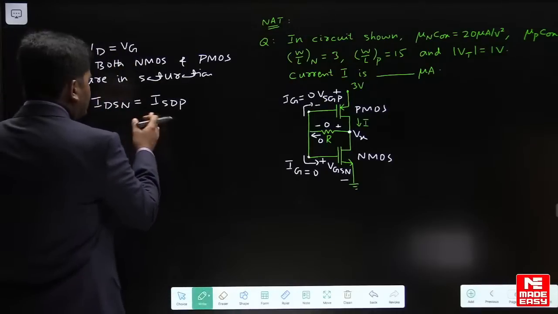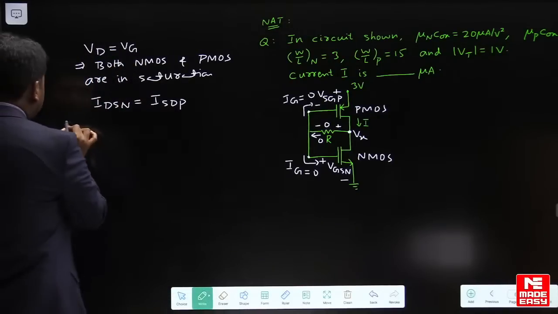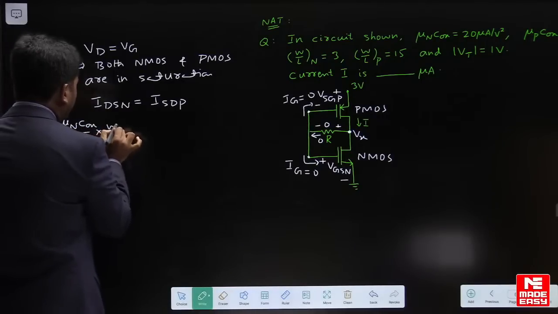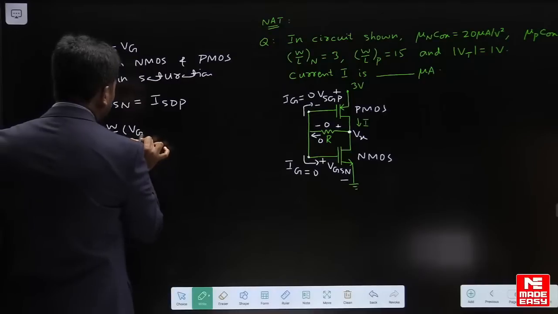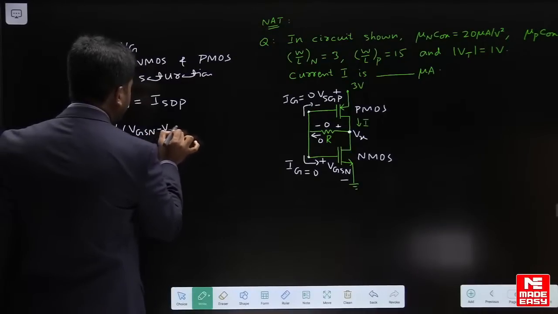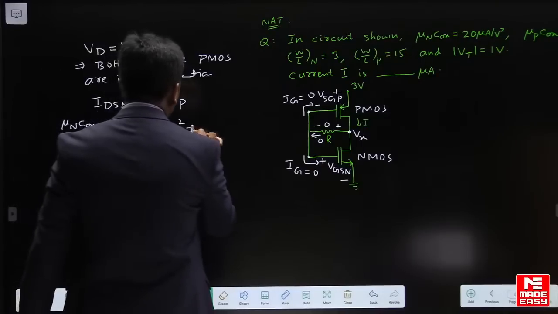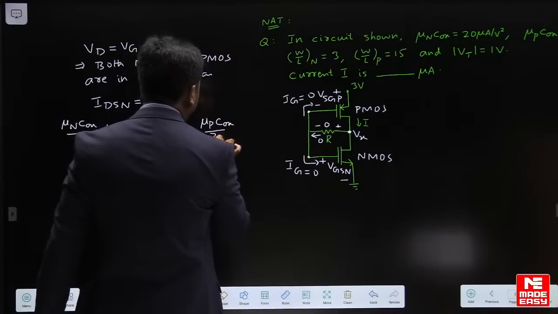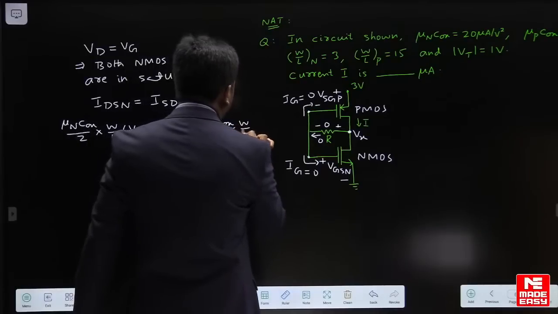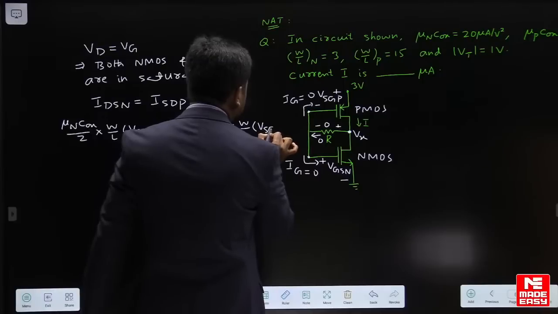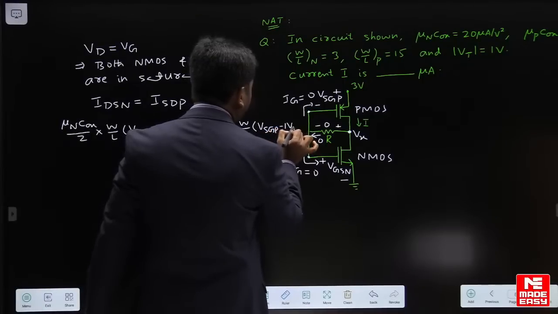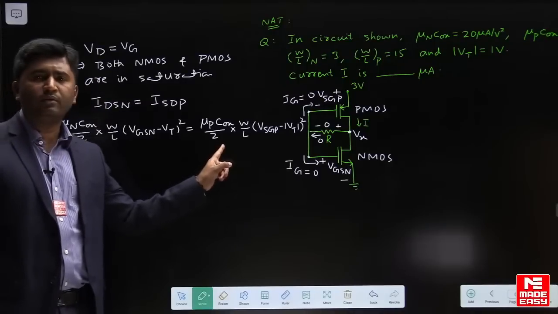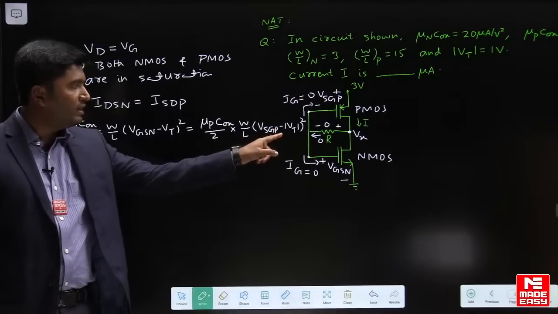Now because MOSFETs are in saturation, we can apply saturation current equation. This will be mu n COX divided by 2 into W by L into VGSN minus VT whole square, is equal to current for a PMOS, उसको हम लिखेंगे mu p COX divided by 2 into W by L into VSG of the PMOS minus mod VT whole square. This is how I write current for P channel MOSFET.